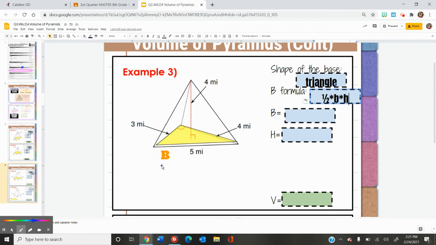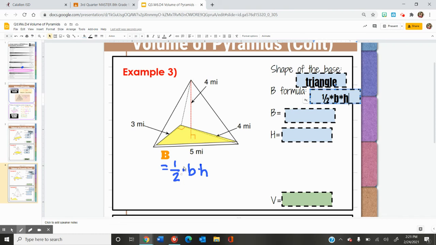So this was B equals 1/2 times base times height. Now here you're going to get two heights, but what's important for you to recognize is that we're only talking about looking at our base shape. Okay, we're not concerned with this height yet. This is going to be the height of my 3D image, or of my pyramid.